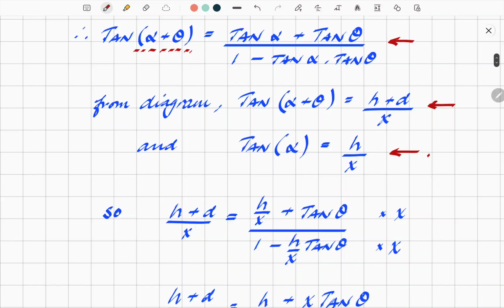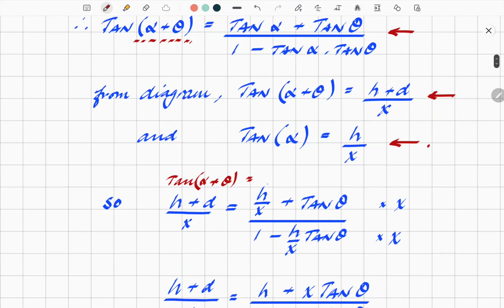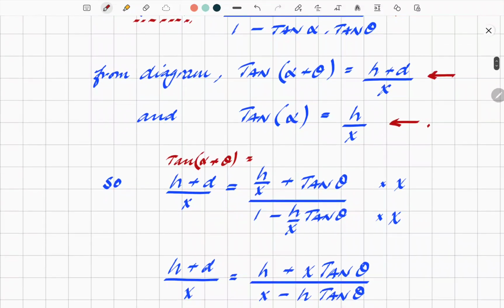What we're effectively saying, therefore, is that tan of alpha plus theta equals that derivation. This is your tan alpha here, and the tan theta we don't know. That's the very thing that we're trying to find. So we're starting with that formula there. In order to simplify and get rid of the denominators on the right-hand side, I'm going to multiply top and bottom by x. Basically you're just multiplying by 1.